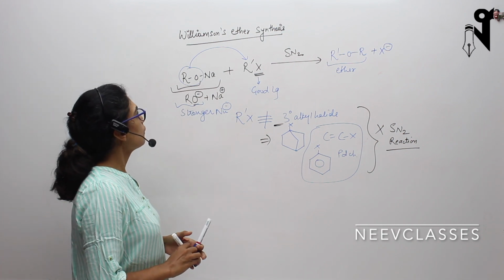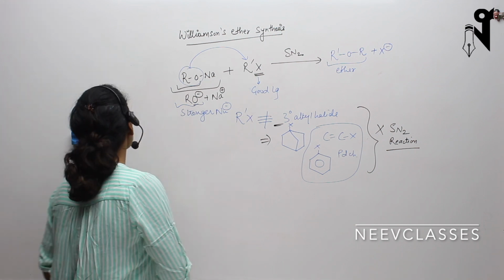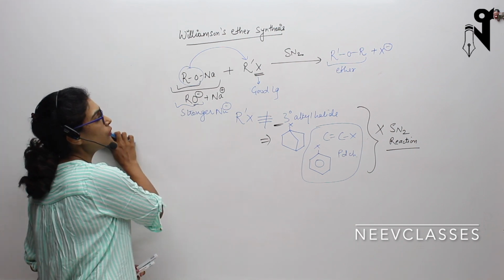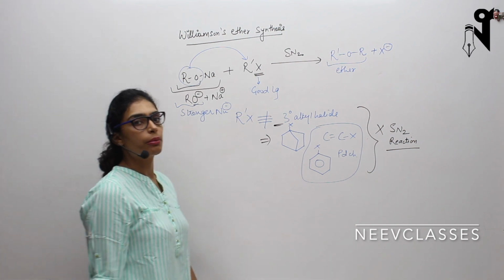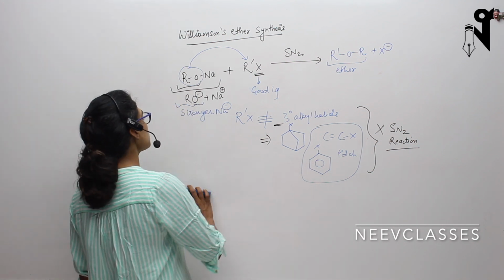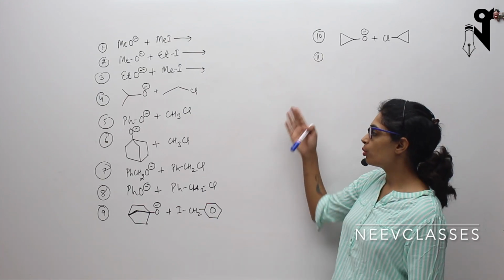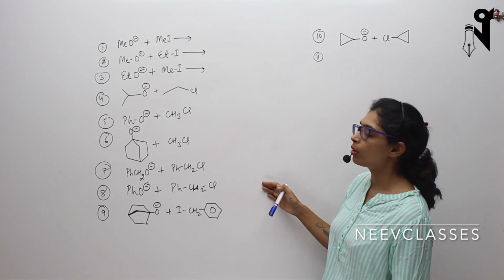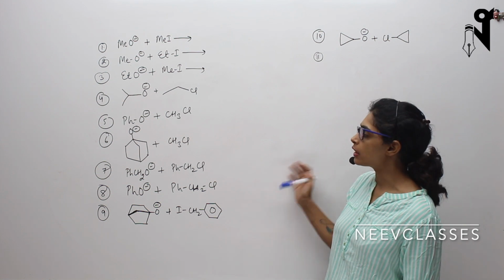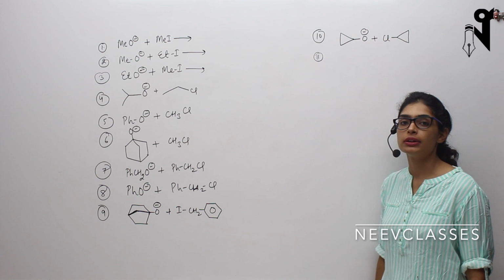So now we'll do some questions based on Williamson ether synthesis, and we'll understand this further. We'll try to see what different cases can be formed using this reaction. I'll just write down the questions; note them down, try solving them on your own, and then we'll discuss. There are a few other cases also which I'll discuss while explaining the answer itself.